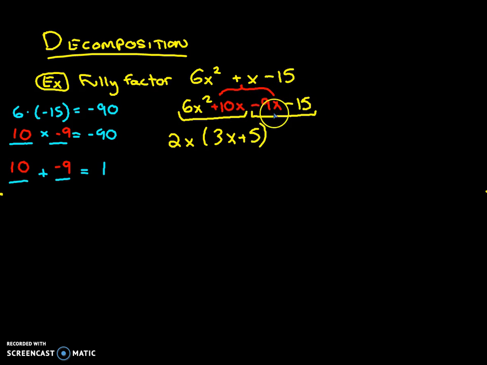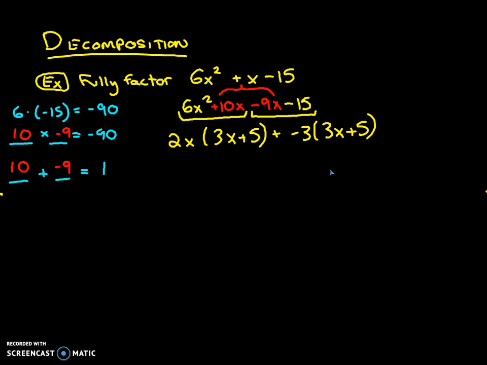Next up is this negative 9x and the negative 15. First thing, that negative on the x needs to come out. So I'm actually going to factor out a negative 3. So factor out a negative 3, it's going to leave a 3x plus 5 because we divided out that negative.